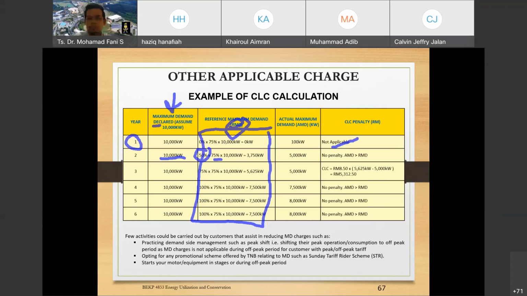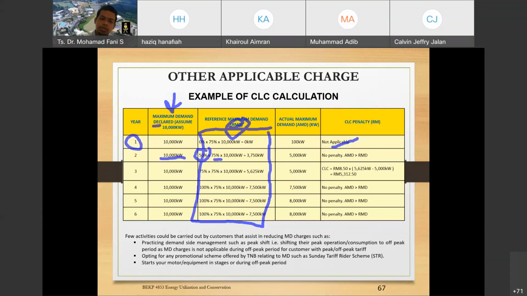Huh? Apa jadi? Syafiq tanya, apa jadi kalau AMD lagi tinggi dari uh, maximum demand declare?